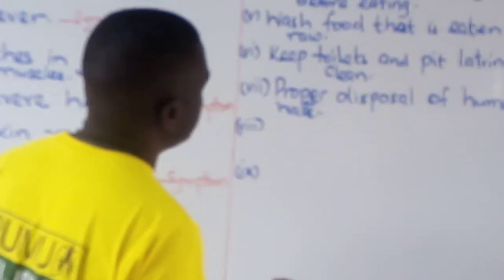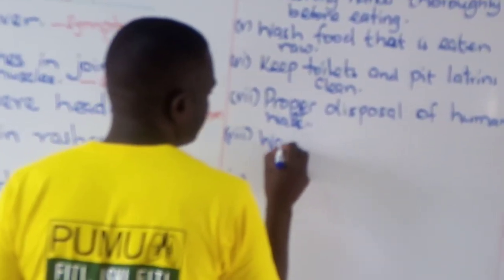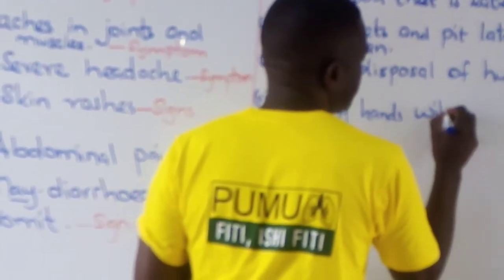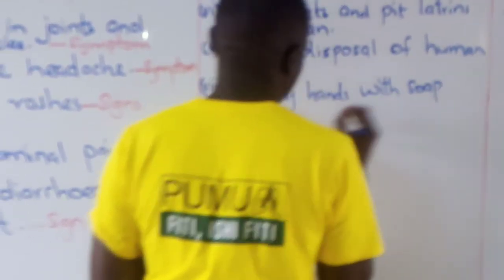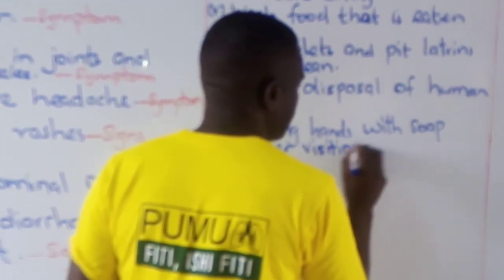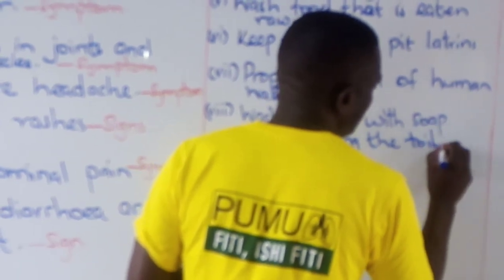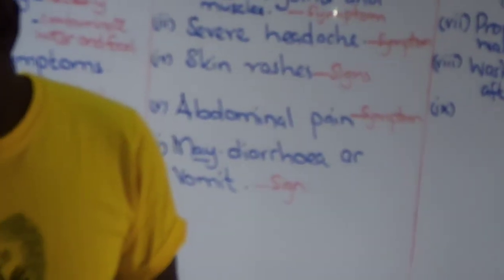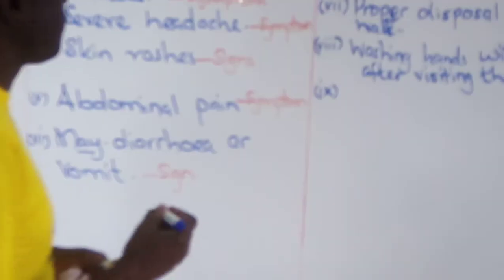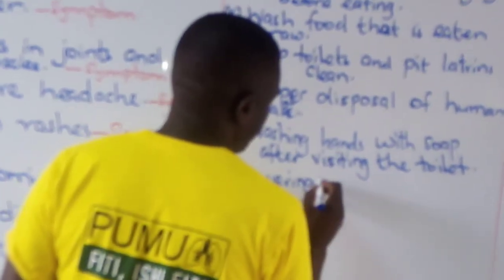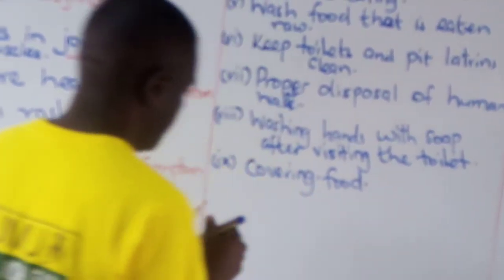Another one is washing hands with soap after visiting the toilet, always. And maybe the last one, we could say covering food to keep the flies away.